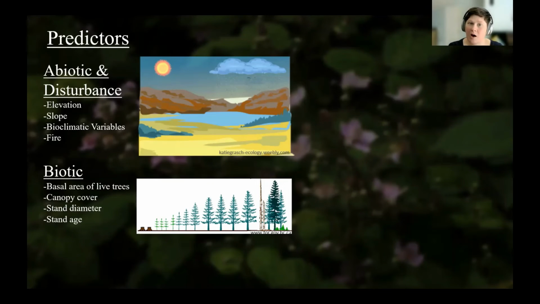So things like topography, bioclimate, and the fire history of the area. And then biotic variables, so things that are describing competition with the existing forest in that area: basal area of live trees, canopy cover, stand diameter, and stand age, and then the variation in each of those.